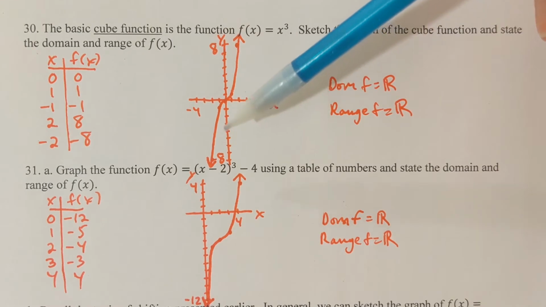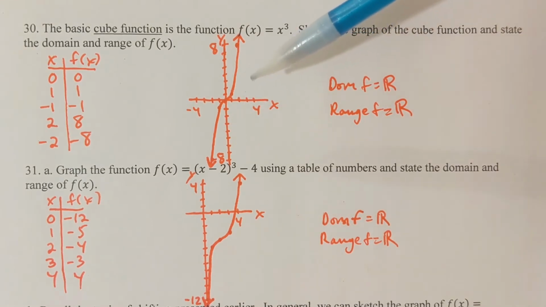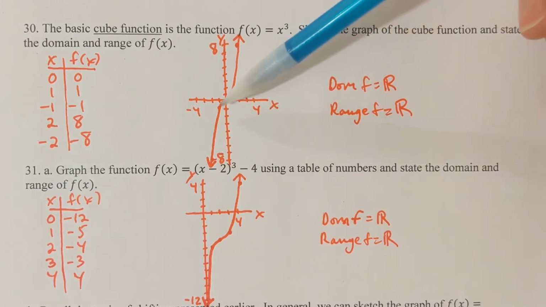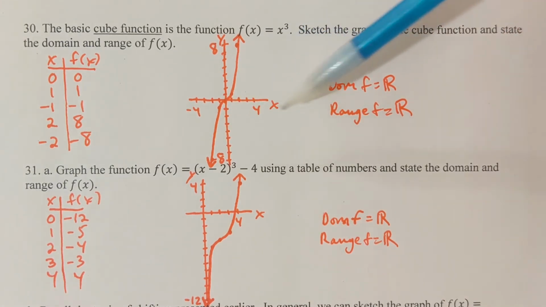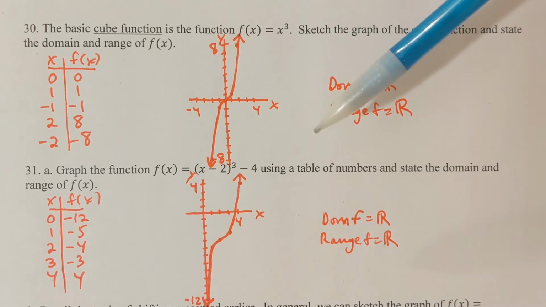The graph is going to be shooting off in different directions here into quadrant 1 and quadrant 3, and there's going to be a little squiggle in the graph at the center. That's kind of a feature of the cube function.